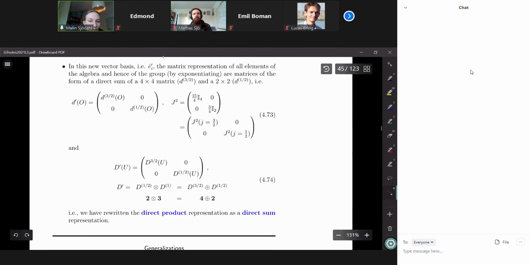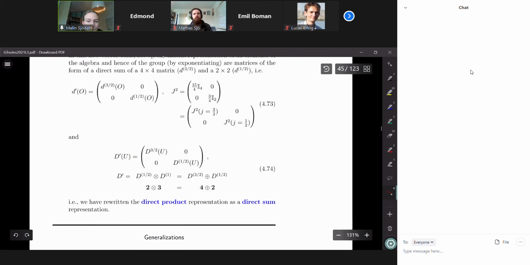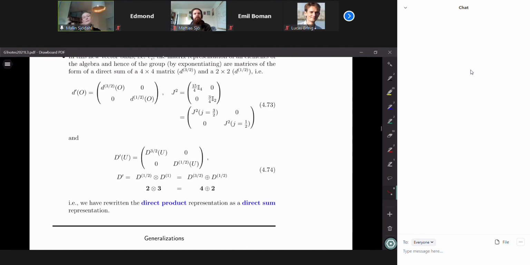Also, we can then identify the rotation matrix between the direct product basis that we obtained immediately and this new prime basis, and we can find the form of any vector here. And we will find that we always have this block diagonal form.